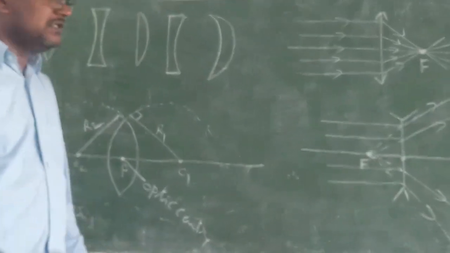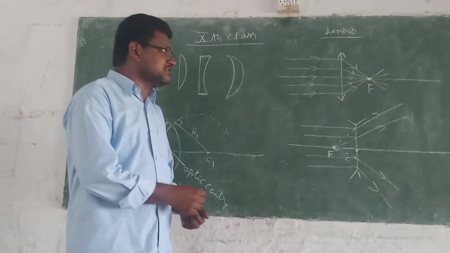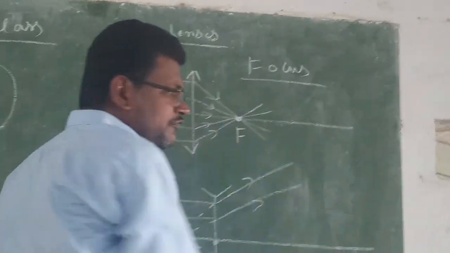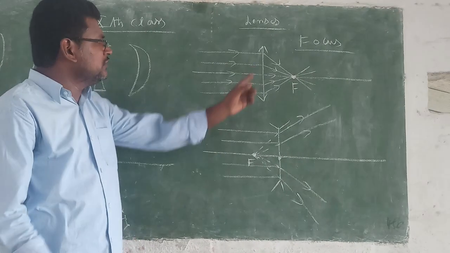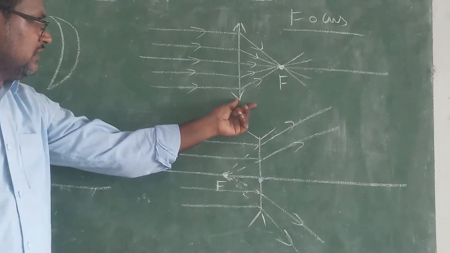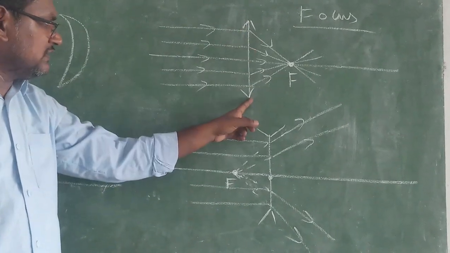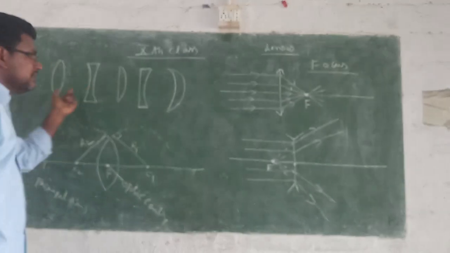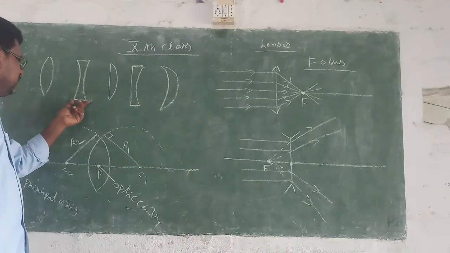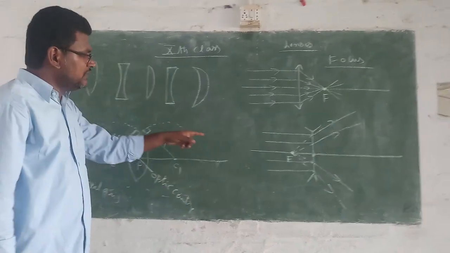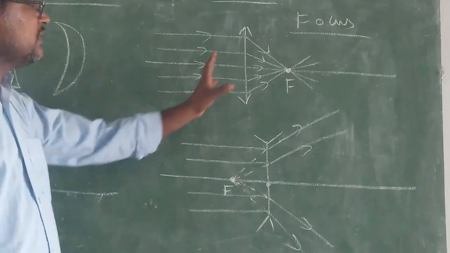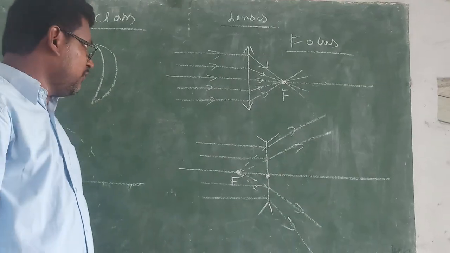Now let's see another term, focus or focal point. We can take a double convex lens in this way also. We can represent a double convex lens either in this shape or in this shape, and we can represent a double concave lens in this shape or in this shape. Okay, now see here, what is a focus or focal point?